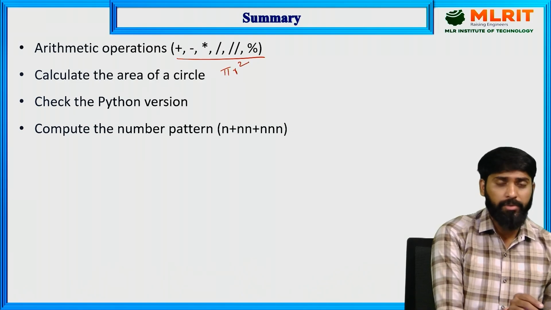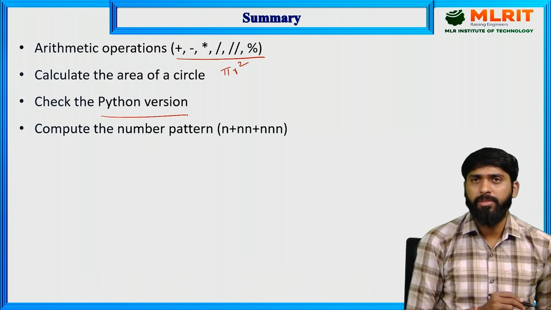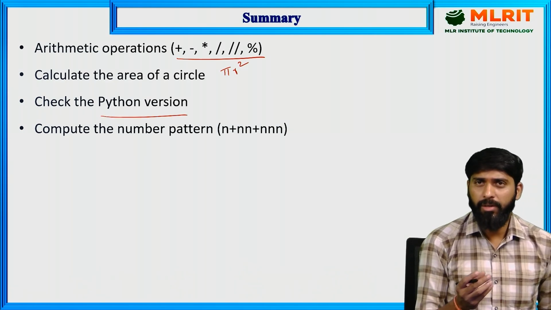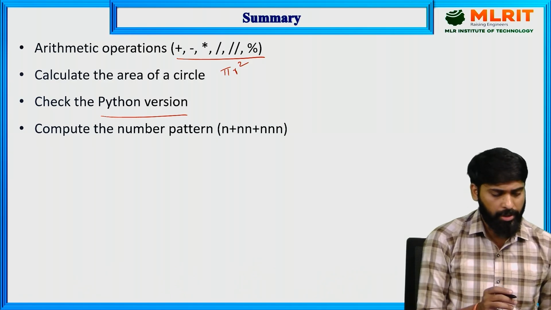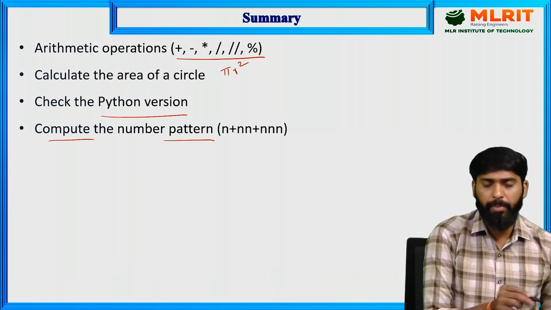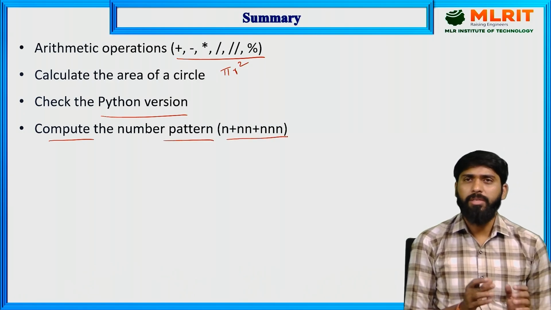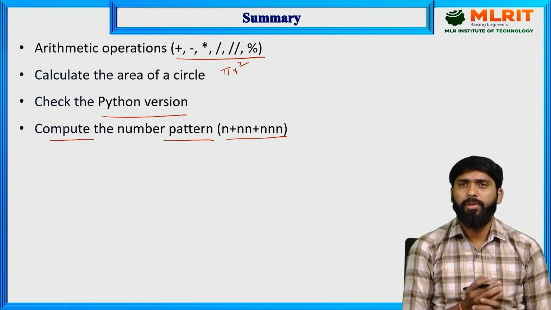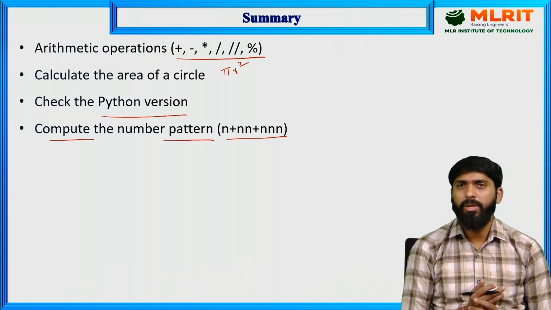The third program is regarding printing the Python version, a system parameter. We get the system parameters with the help of the sys module. And finally, we saw one program related to computing the number pattern, n plus nn plus nnn. So these are the basic programs that you learned. That knowledge we are going to use to solve many coding problems.